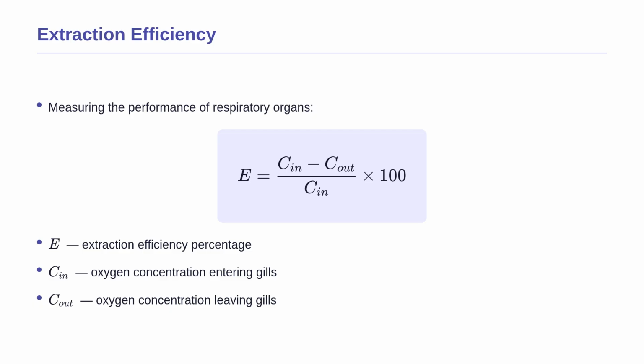C-in represents the concentration of oxygen in the water just as it enters the gill chamber. C-out represents the oxygen concentration in the water leaving the gills. By subtracting the outgoing oxygen from the incoming oxygen, we find exactly how much was absorbed. If C-out decreases, meaning the fish extracts more oxygen, the overall efficiency E increases. Thanks to countercurrent flow, fish gills achieve astonishingly high efficiency.